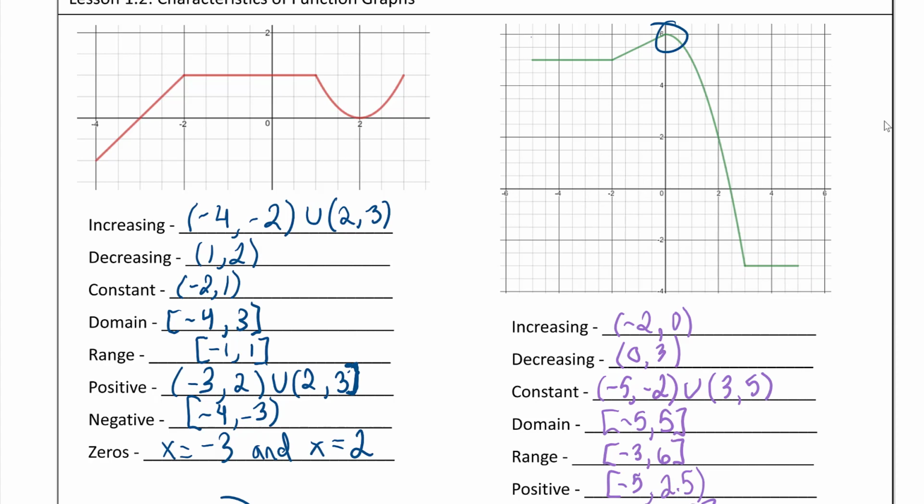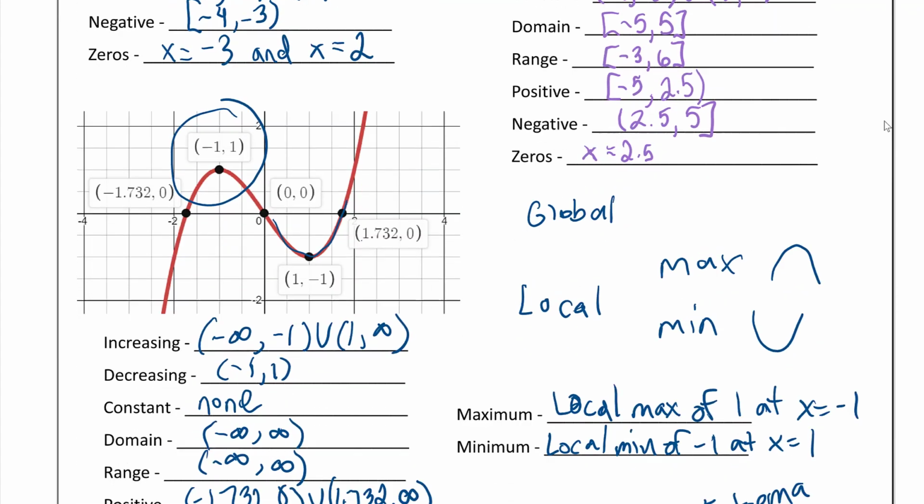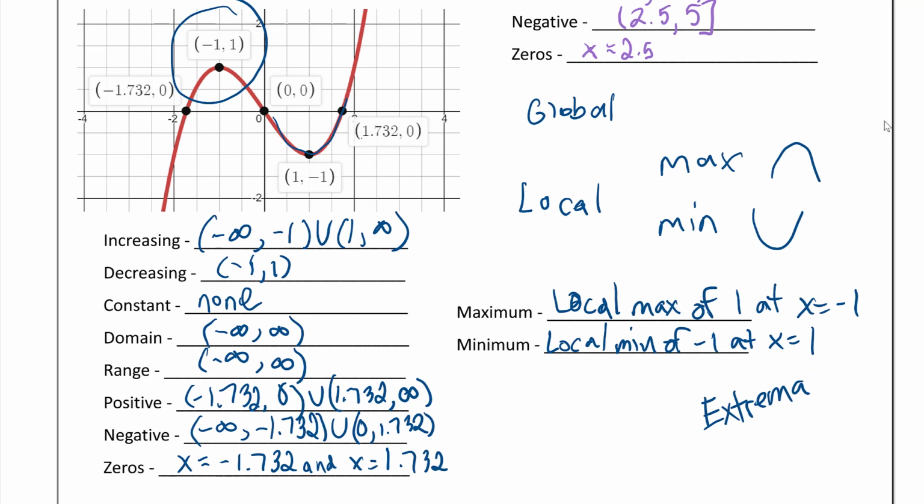So that's the idea of maxes and mins, and hopefully now you have a good idea of increasing, decreasing, constant, domain, and range, and positive, negative, and zeros, and maxes and mins. And the important thing is to practice this if it's not quite making sense, to just keep doing more problems and seeing what the right answers are and seeing if they match up with what you think they should.